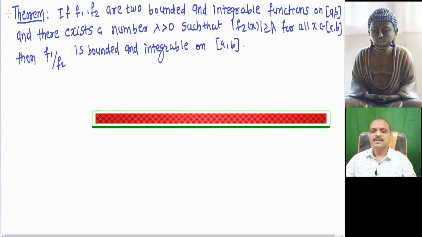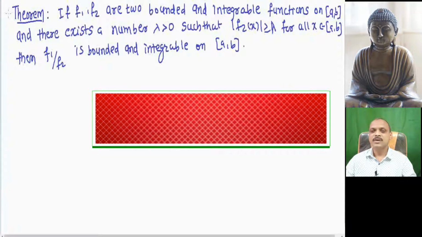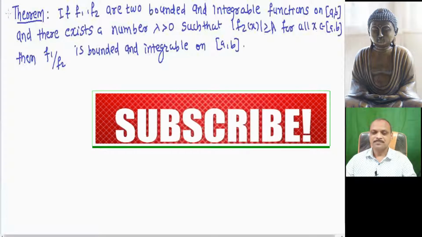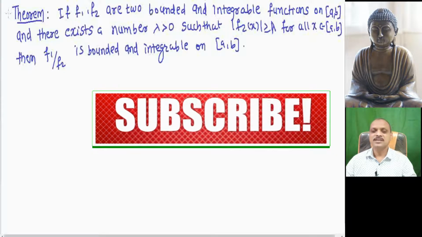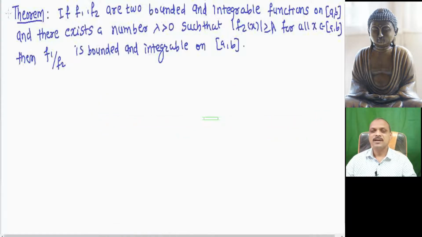Statement of this theorem: if f1 and f2 are two bounded and integrable functions over the closed interval [a, b], and there is an additional condition, that there exists a number lambda greater than 0 such that f2 of x is greater than or equal to lambda for all x belonging to the closed interval [a, b], then f1 divided by f2 is bounded and integrable on the closed interval [a, b].